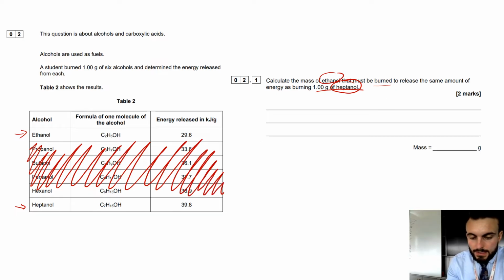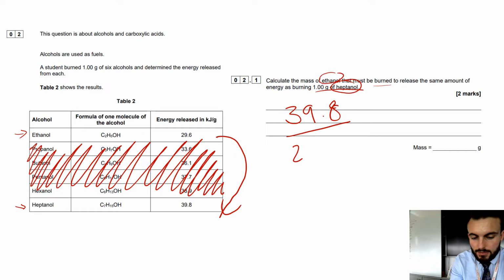So ultimately it's asking how many times would that go into that, right? So all you really need to do for that is you just do the heptanol energy divided by the ethanol, and you get 1.34 grams, because you need slightly more ethanol than 1 gram to burn to release the same amount of energy as heptanol, because it releases more per gram.